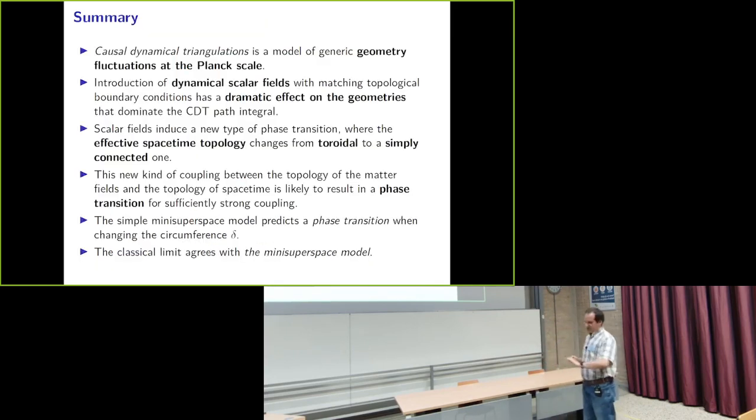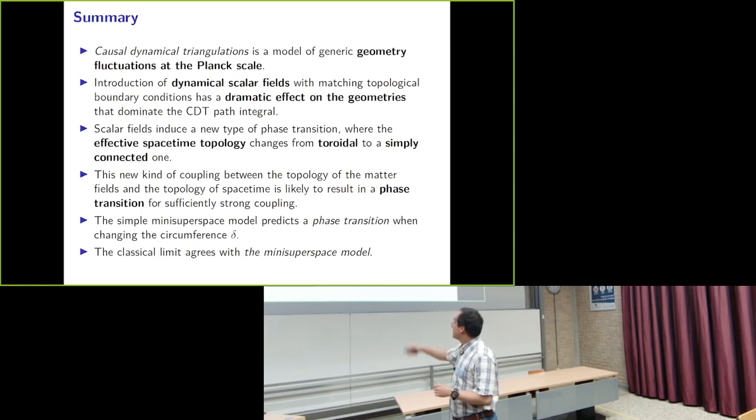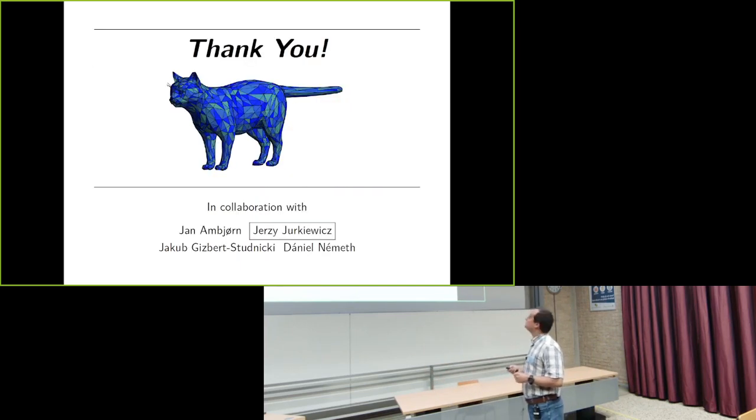Okay, so I should finish now. I will just say that we have shown that introducing dynamical scalar fields changes an effective topology of space and also spacetime, depending on the delta parameter, which is the circumference of the target space of the field. Thank you.